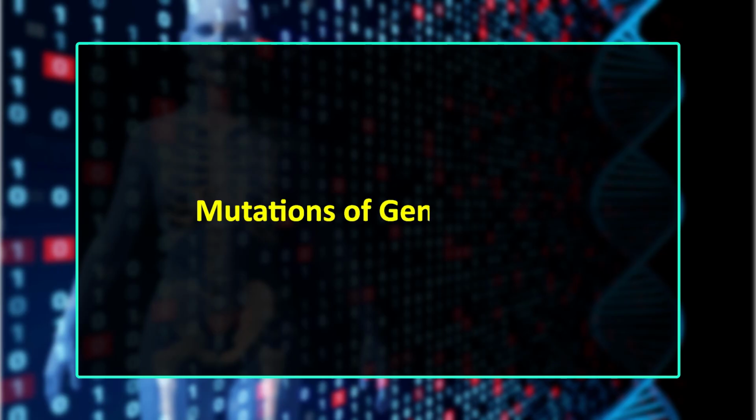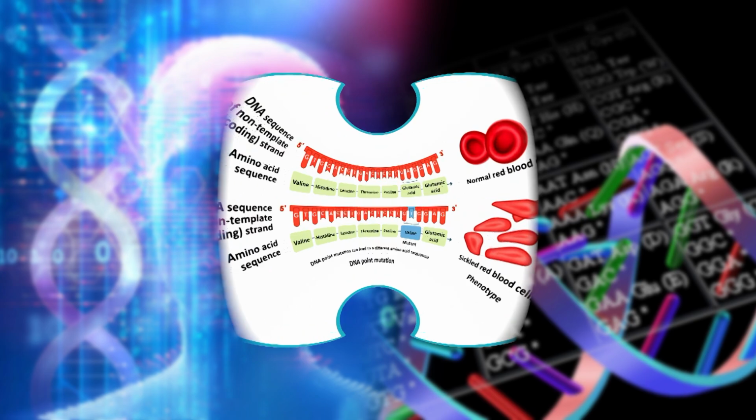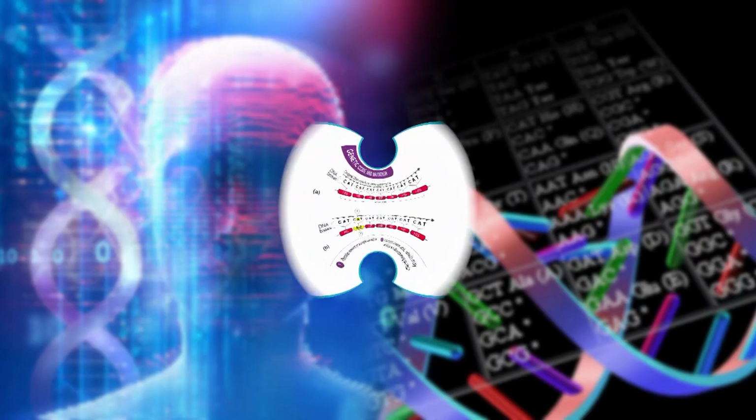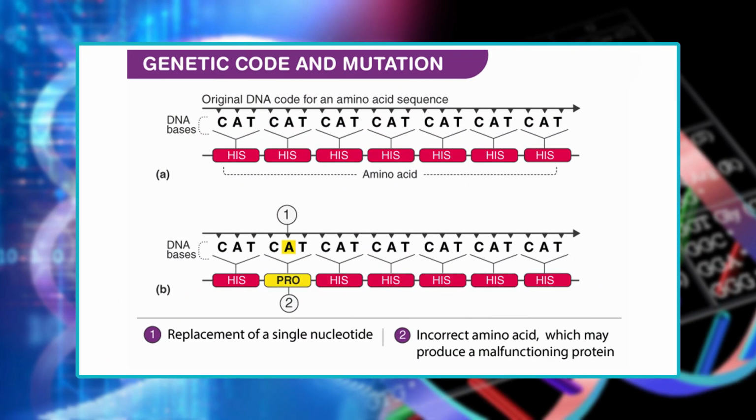Dear students, let's now discuss the mutations of genetic code. The sudden change in the DNA sequence is called a mutation. It is mainly responsible for the structural and functional change and for the variation in organisms, which could be good or bad. Even a minute change in the DNA sequence could alter the amino acids to be produced and proteins to be synthesized.